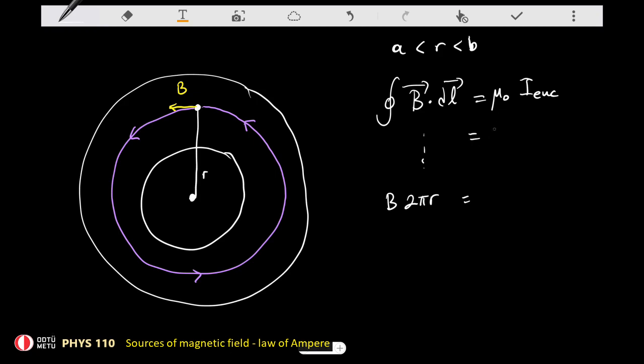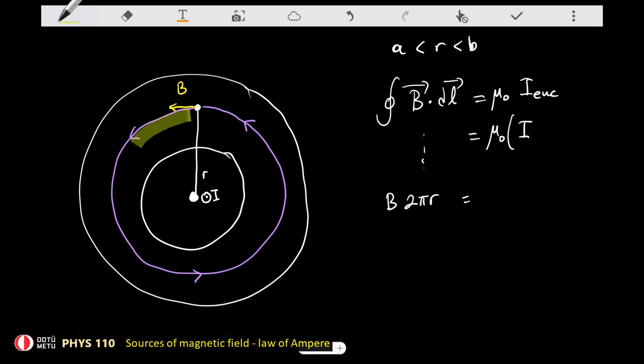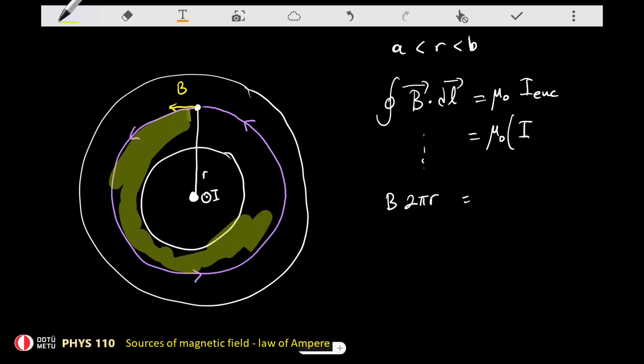We can see that the enclosed current is, well, there's a current coming towards us from the central wire. Let me just show it like that. So there's a current in here that's coming towards us from the central wire. And then let me show this with a highlighter. There's also a current coming from this shell-like region in here, which is also enclosed.